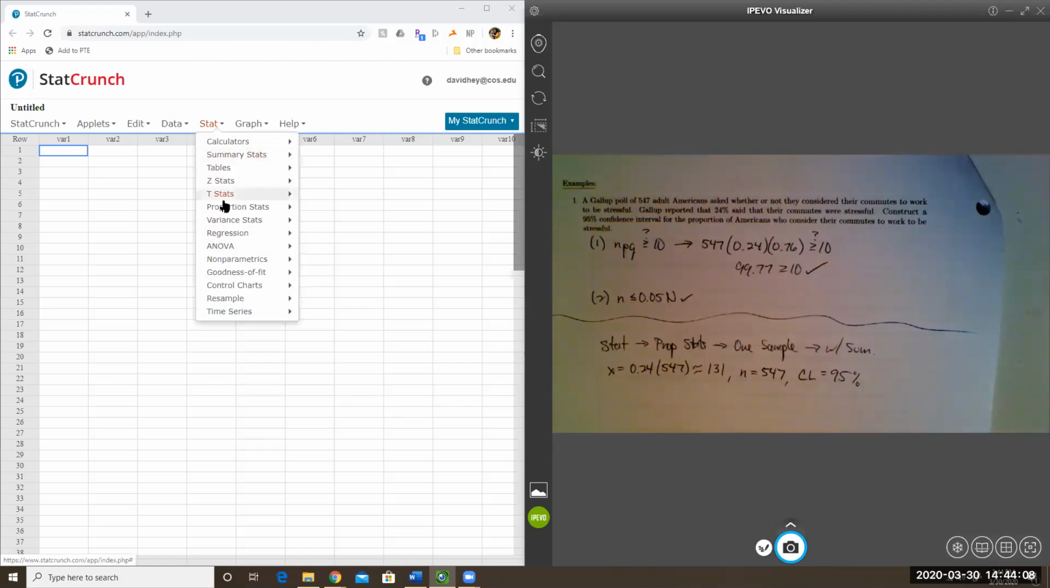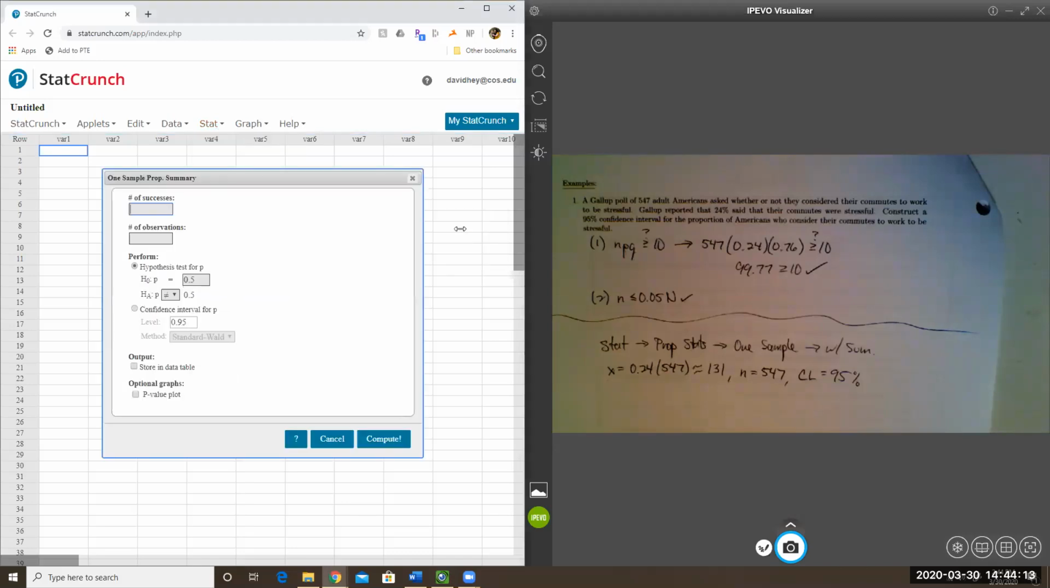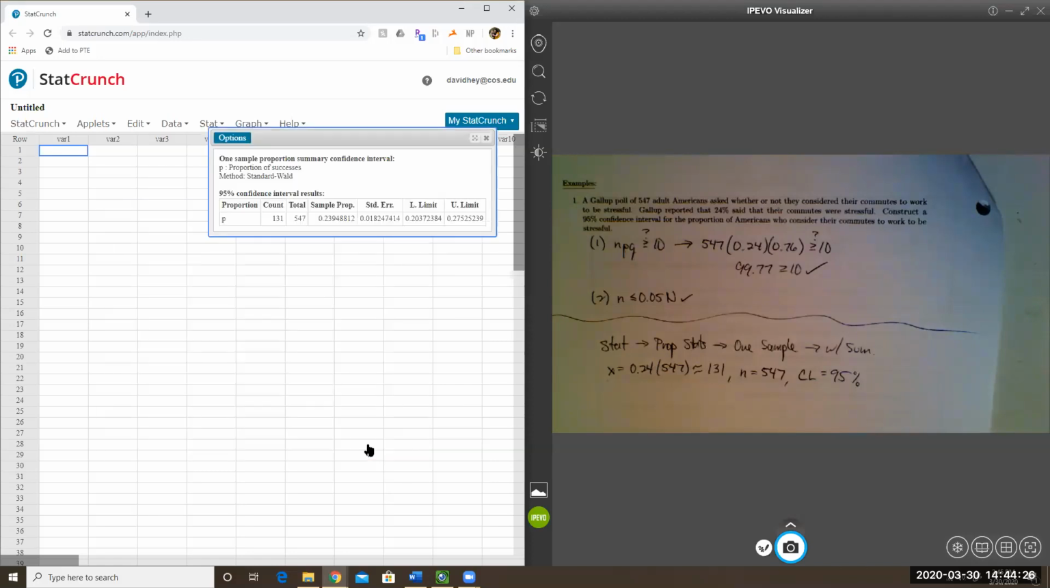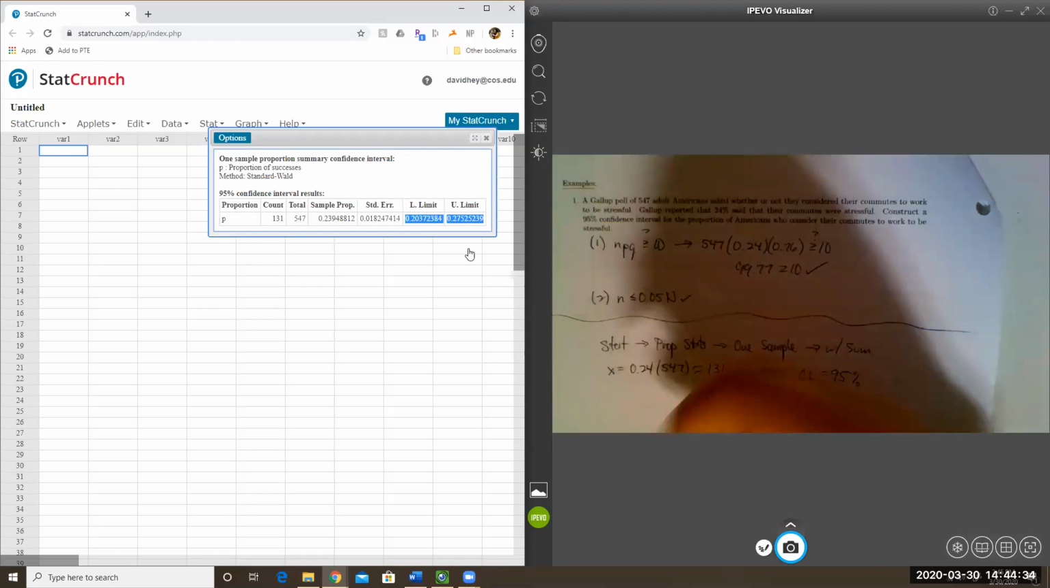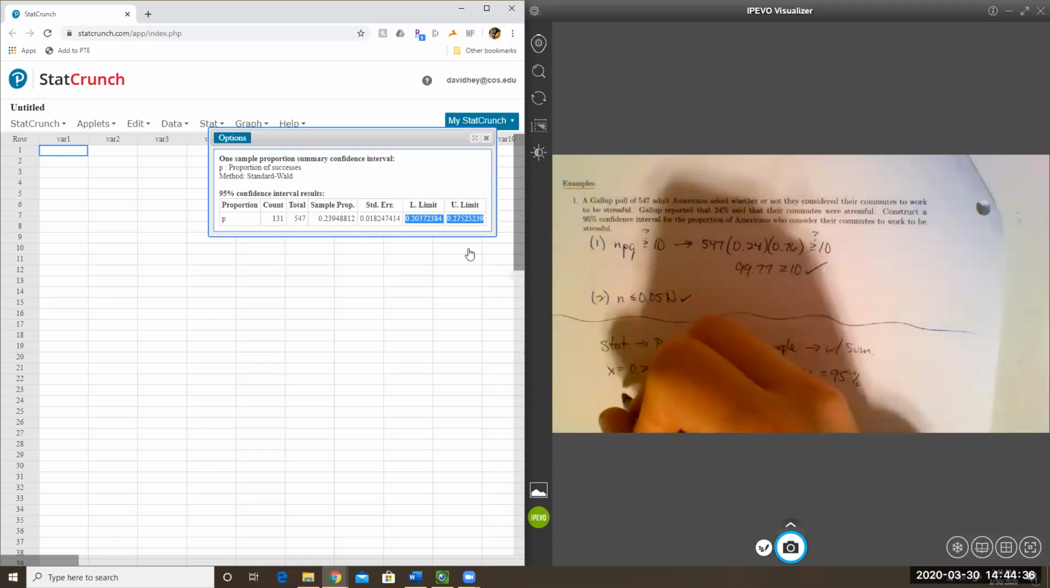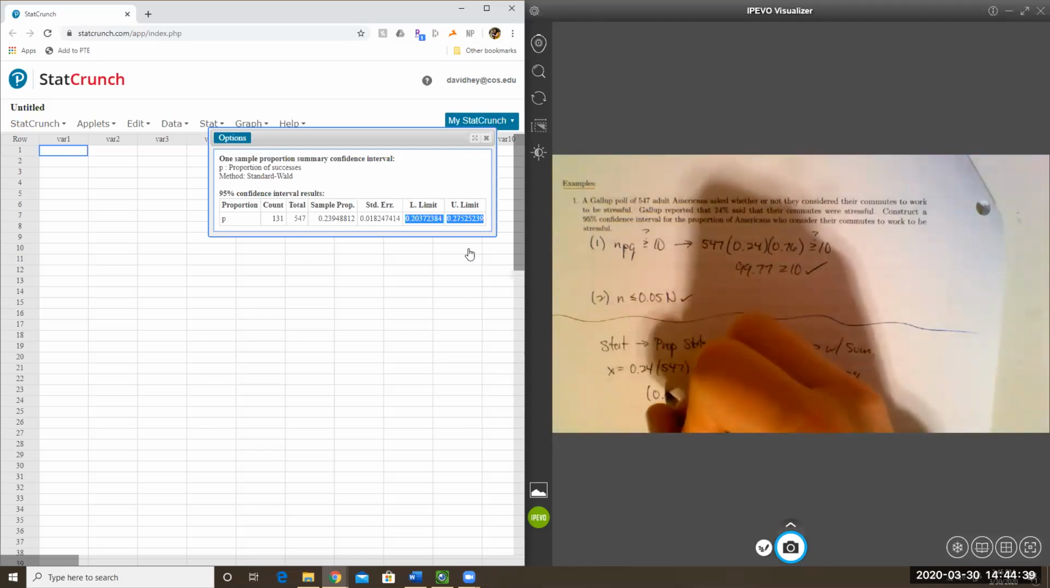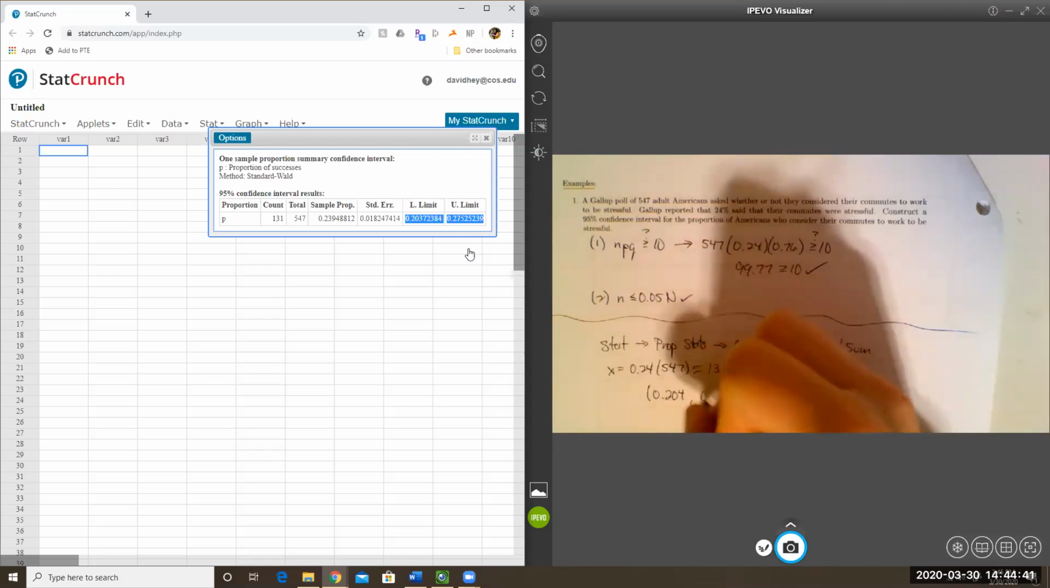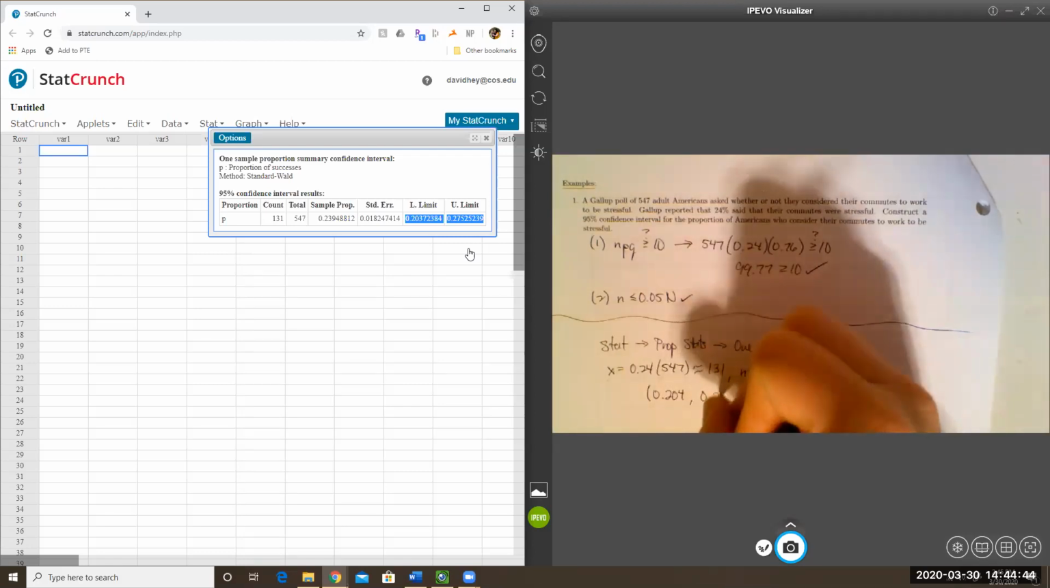So I'm going to go to Stat, Proportion Stats, one sample with summary. I'm going to say we had about 131 successes out of 547 observations. We want a 95% confidence level. There's my interval. I'll round those values to 3 decimal places. So to 3 decimal places, that's 0.204 to 0.275.